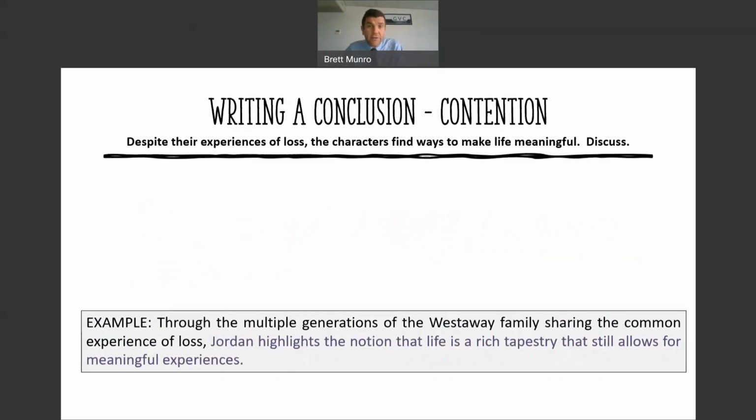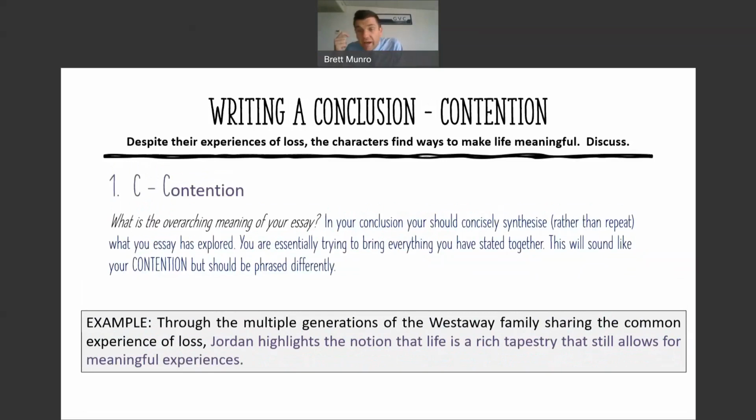Now, the first thing that we need to do is our contention. Our contention, like the contention in our introduction, is just outlining the overarching meaning of the essay, essentially what the author is saying about the prompt itself. The difference is, and it's a very slight difference, that whereas the contention in the introduction is introducing that idea, the contention in the conclusion is just providing a summary. So essentially here we're looking at the overarching meaning of your essay.